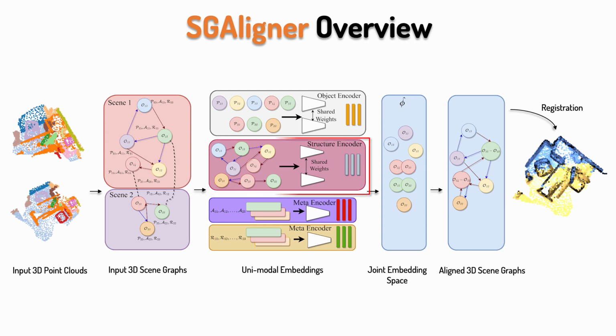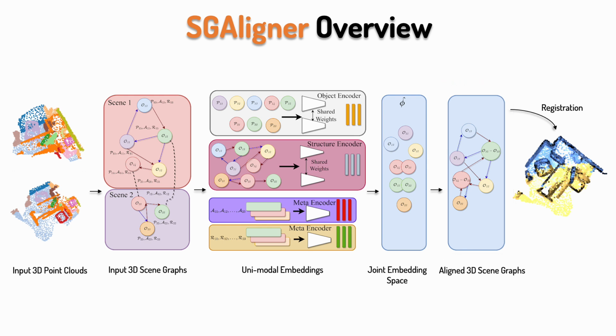3D scene graphs contain relationship information which we leverage in the form of a structure graph to encode the layout. We also model the attributes and corresponding relationships per object in two separate meta-embeddings. The above unimodal embeddings interact to create a joint embedding space, and we use the similarity in this space to create an aligned 3D scene graph.